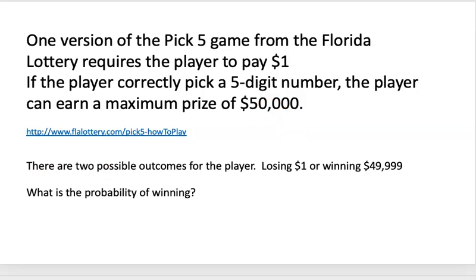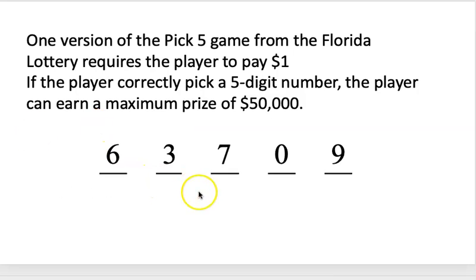So we need to determine our probability of winning. Well, we've got to correctly choose a 5-digit number, so we want to use the fundamental counting principle to do the analysis. We have a 5-digit number. Let's assume for a given day that the correct answer is 63709. How many 5-digit numbers are there? How many choices did you have?